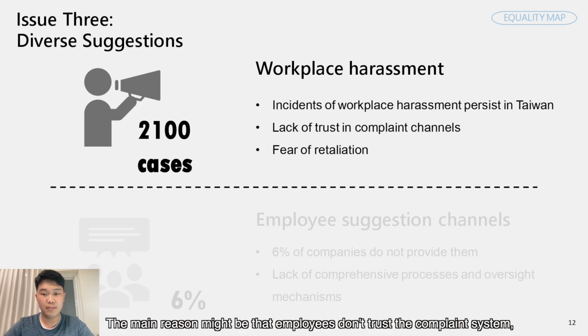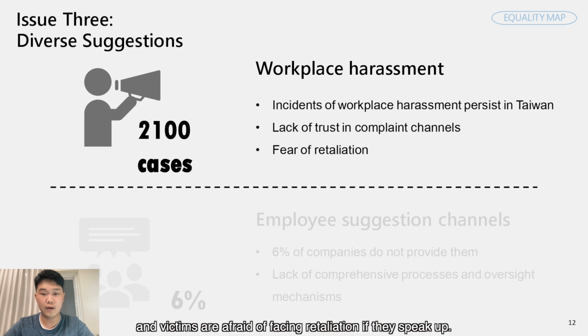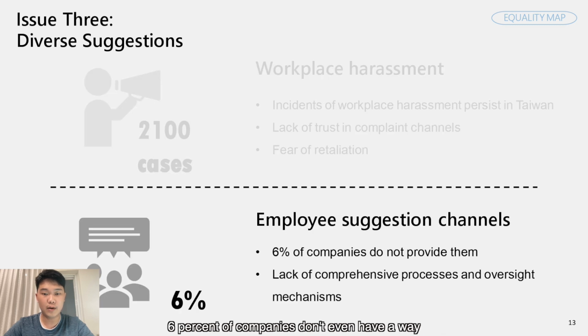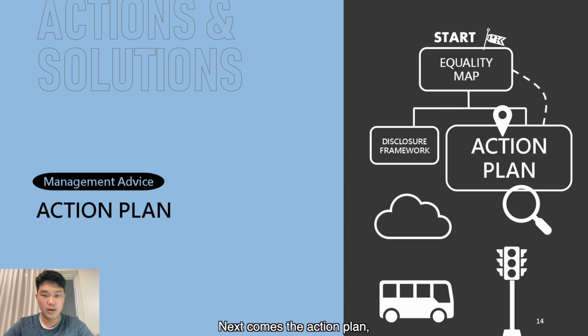The main reason might be that employees don't trust the complaint system, and victims are afraid of facing retaliation if they speak up. 6% of companies don't even have a way for employees to suggest improvements, and even when they do, many of these systems are not properly supervised, so the suggestions often don't lead to any real changes. Next comes the action plan.